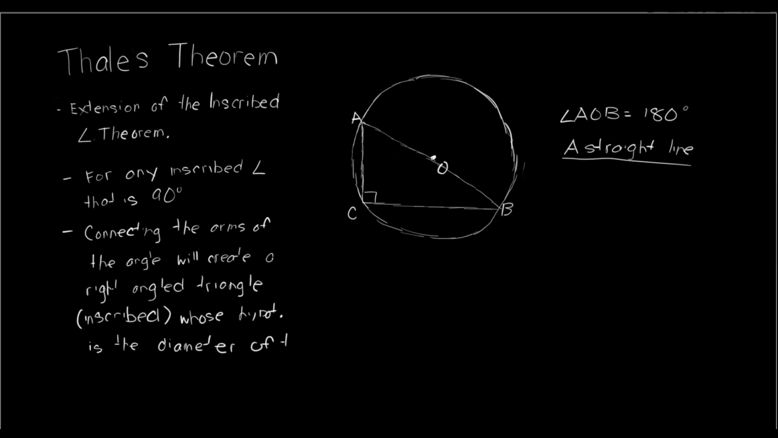of the circle. And again, the converse is also true. If we have a right-angled triangle whose hypotenuse is the diameter of the circle, we know that the 90-degree angle will be inscribed somewhere on the circle. And that's about it for Thales theorem. Pretty simple.